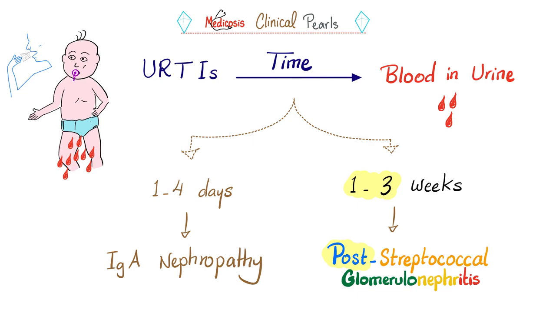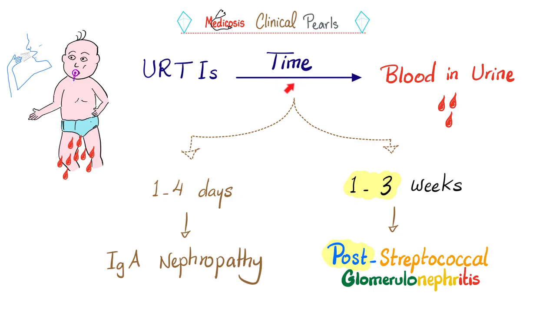Moreover, there is another huge difference between acute post-streptococcal and IgA nephropathy. What's that? Both of them can start as an upper respiratory tract infection, like pharyngitis, like laryngitis, etc. And then give it some time and you will see blood in the urine. Based on how much time elapsed, you can guess the diagnosis.